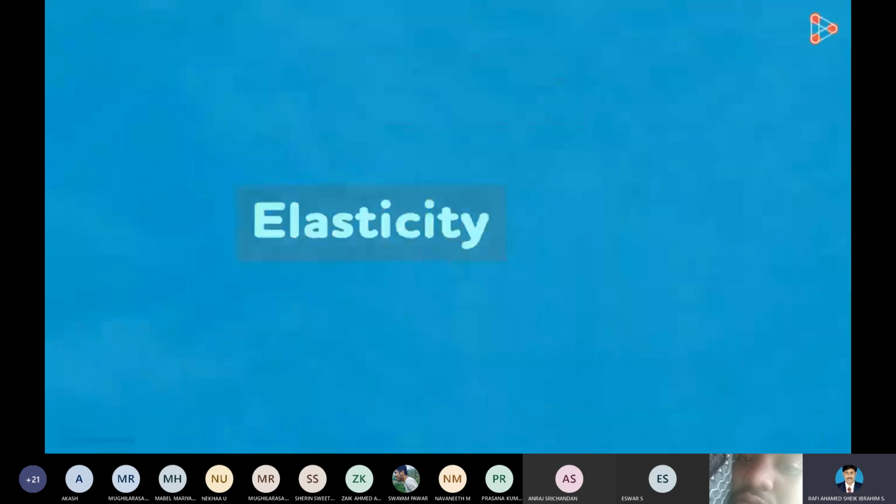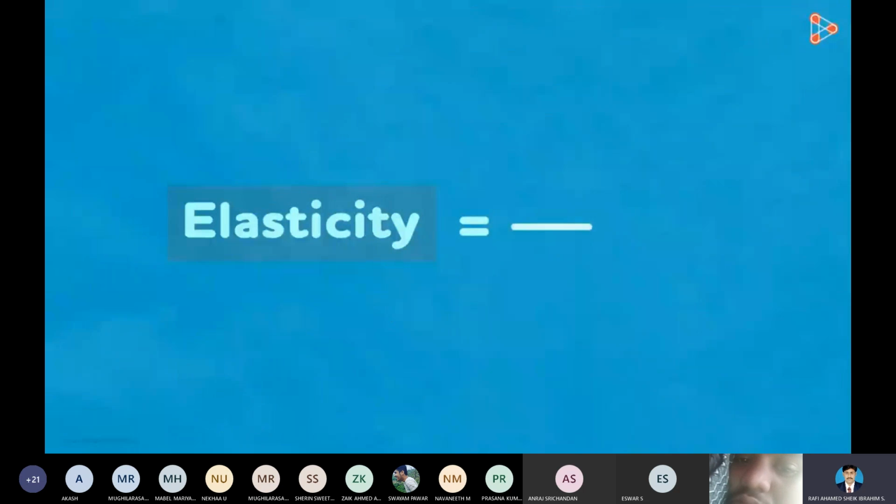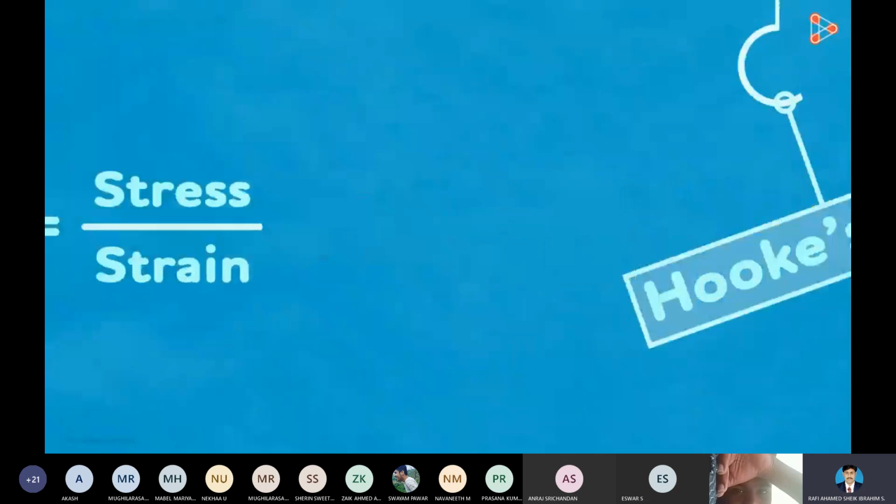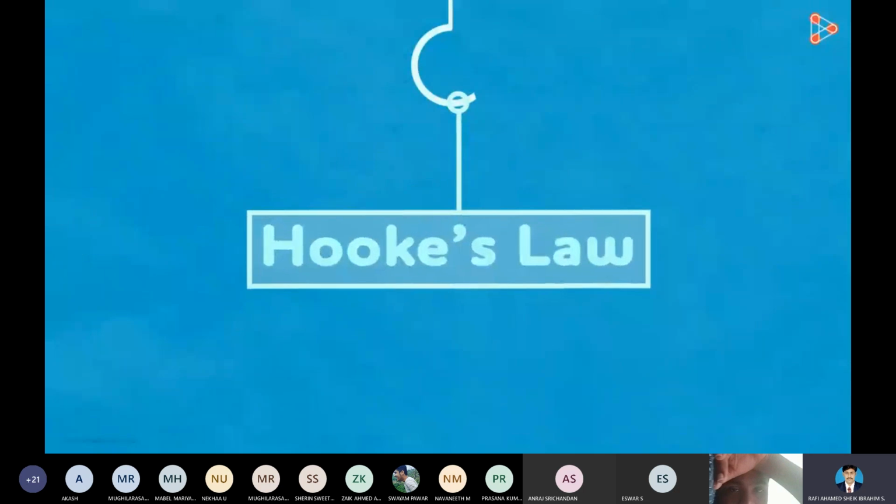We can mathematically define elasticity as the ratio of stress to strain. We'll teach you what stress and strain mean in the upcoming videos. But get ready to be hooked to our next video on Hooke's Law.